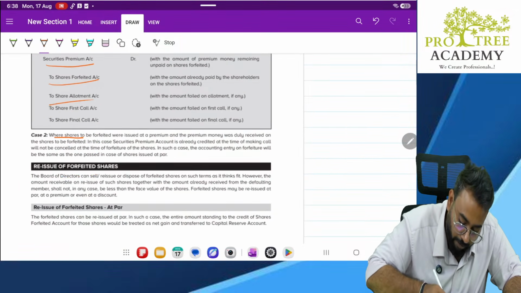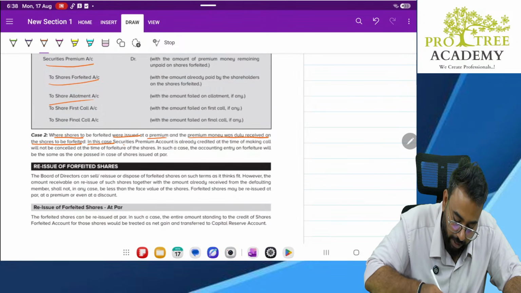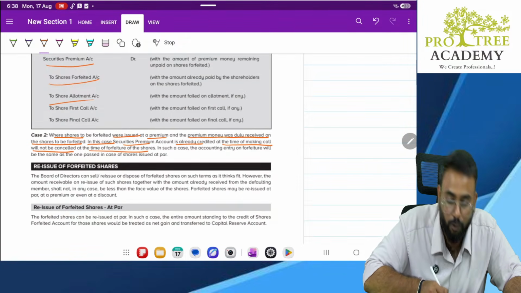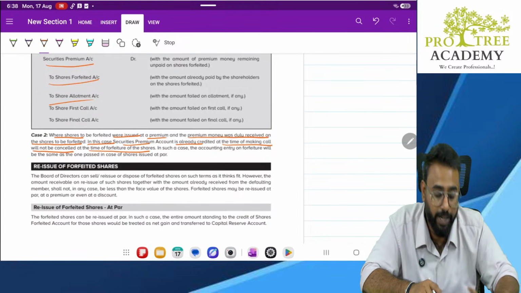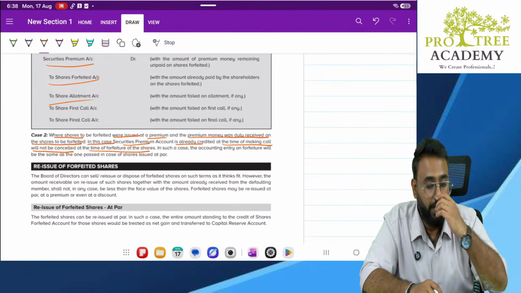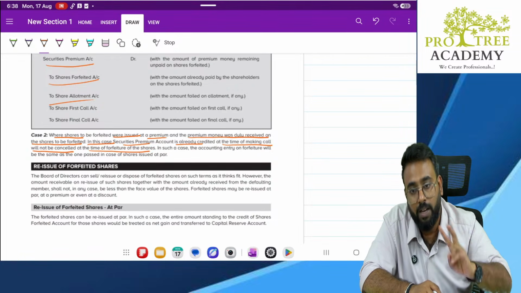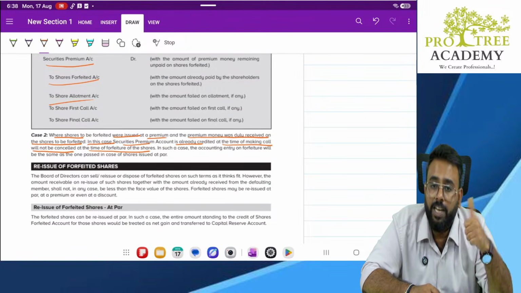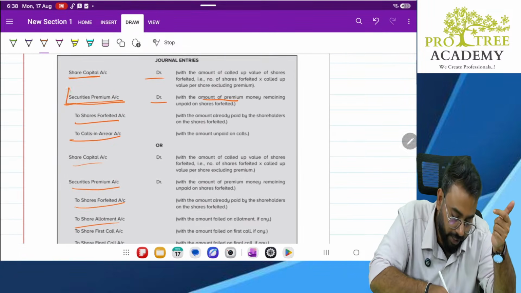Where shares to be forfeited were issued at a premium and the premium money was duly received on the shares to be forfeited, in this case the securities premium account, already created at the time of making the call, will not be cancelled at the time of forfeiture. I told you, if premium is not paid, then only we reverse it. So the question is whether securities premium has been paid. If the answer is yes, you will not take out anything from securities premium account. If the answer is no, then you have to debit the securities premium account.